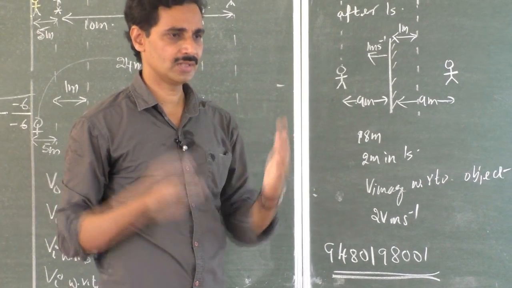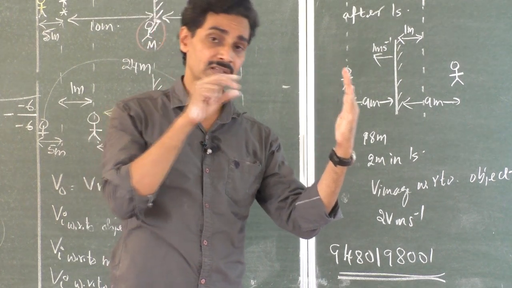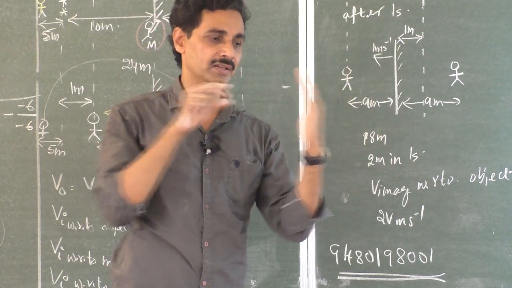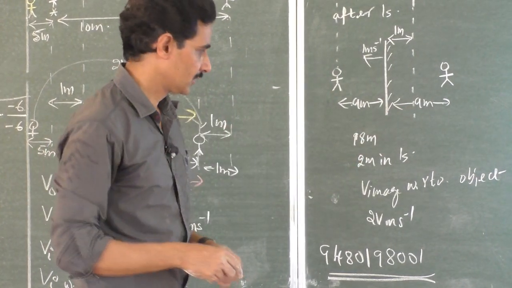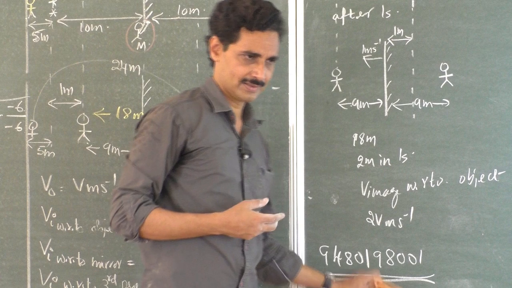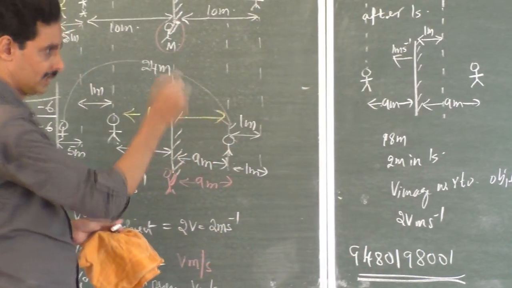Another question is, the mirror is moving away from you, and you are also moving towards the mirror, with the same speed. What is the velocity of the image with respect to you? These two are the homeworks. So you have plenty of ideas like this, right? So I will stop at this junction about this problem.